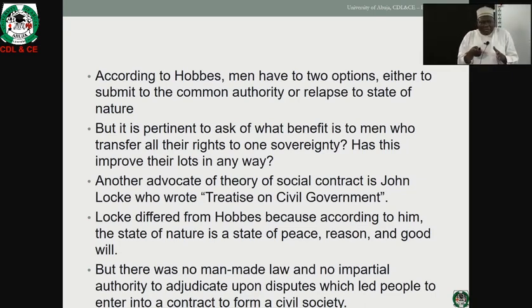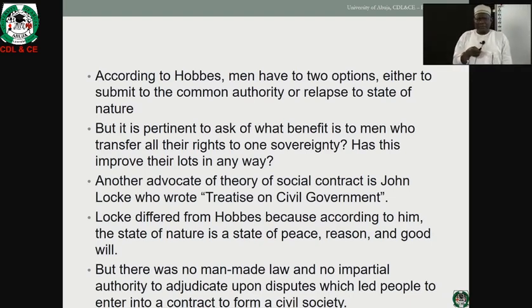While you are in that state of nature, when there was no government at all, everybody was at peace with each other. Everybody had good reason to stay together, and there was that goodwill among the various inhabitants. Unlike what Hobbes said, that people were fond of killing themselves, that people were always at war, he said no, that is a wrong conception of the state of nature.